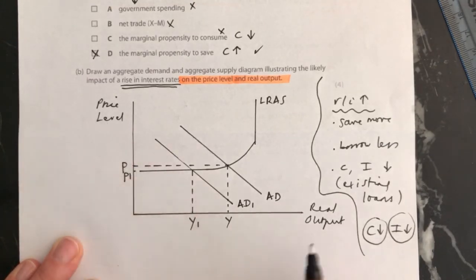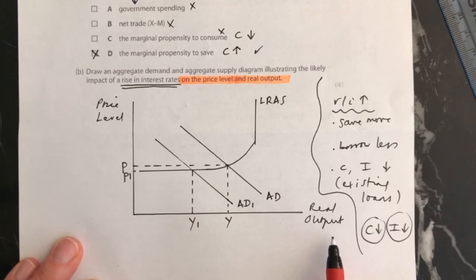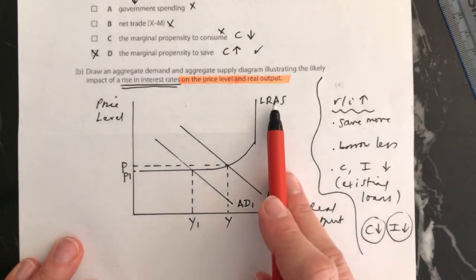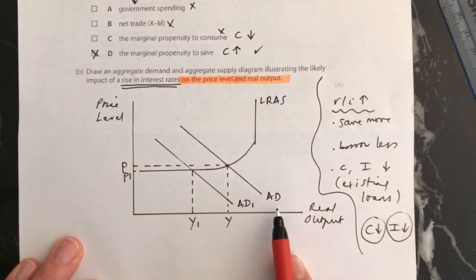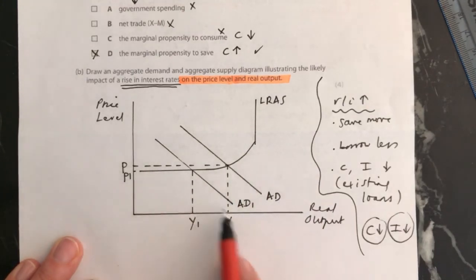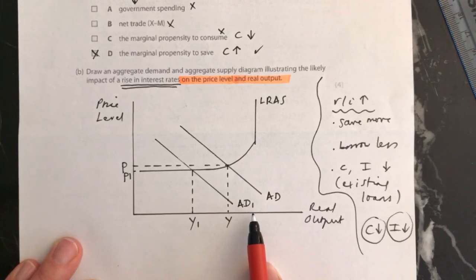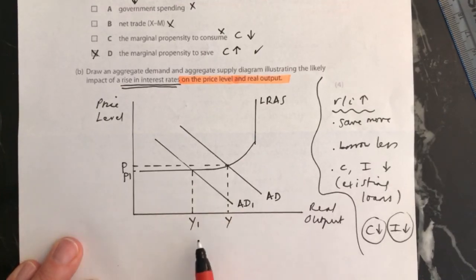You're getting 1 mark for putting in the labels on the axes, 1 for putting the initial long run aggregate supply and aggregate demand, second mark for shifting the AD to the left, parallel shift, and then your 4th mark you're getting for putting in these equilibriums and labelling them.